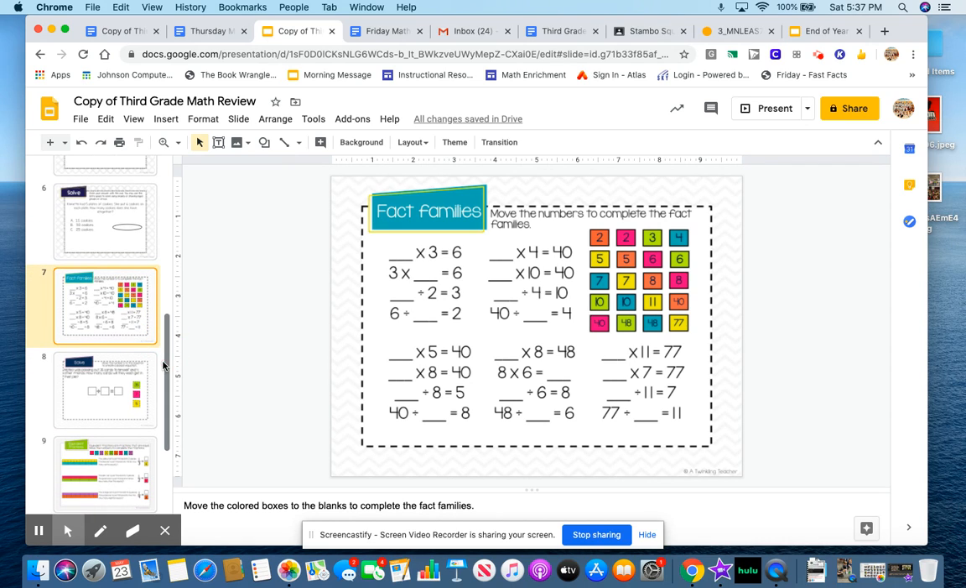Okay, and number 7, you're going to use these numbers here to complete these fact families. So what times 3 equals 6? We would find what's going to fit there. We're going to click and drag that right to the box. And you'll just go through and do the same thing for the rest of the problems.